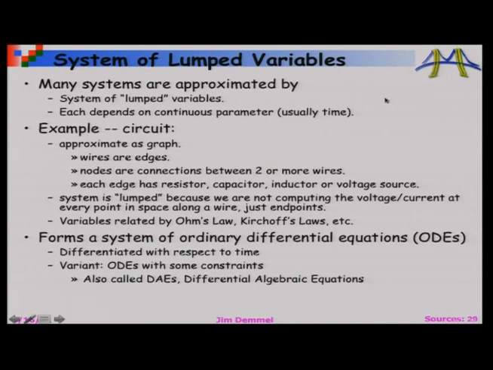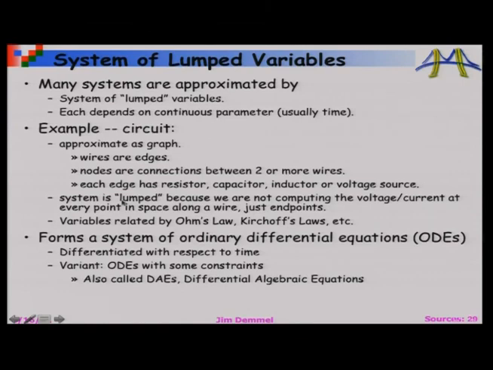So lumped variables, if you like. So many systems are approximated this way. I mean, if you've had sophomore calculus, this should come as no surprise. I have a whole list of variables that describe some values that I want to compute. Each one depends on some continuous parameter, like time. And so a circuit, again, to be an electrical engineer, is the most obvious example. I'm going to approximate it by a graph. The wires are going to be the edges of the graph. The nodes are where the wires come together because I have a connection. And each edge has some electrical component along it. There may be a resistor, a capacitor, inductor, a battery, whatever.